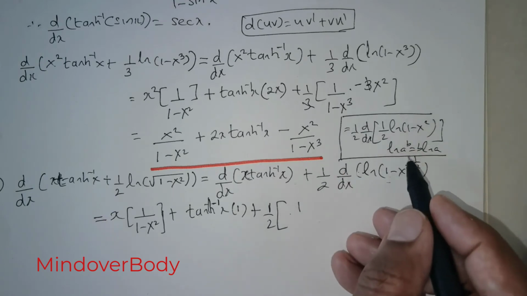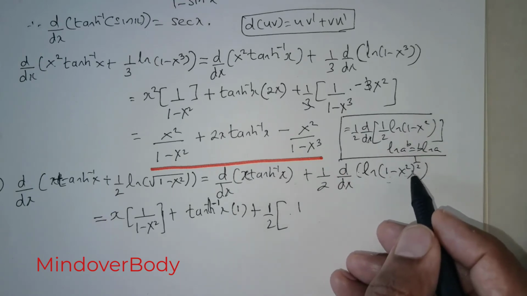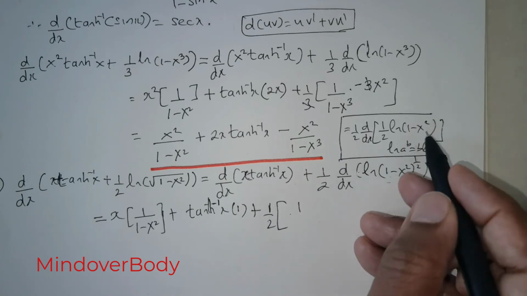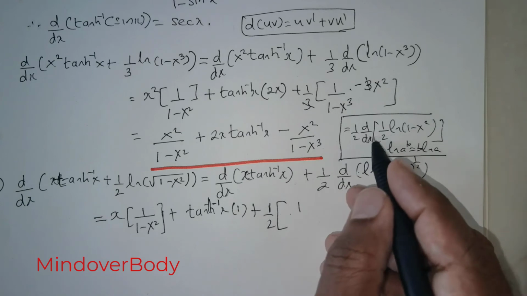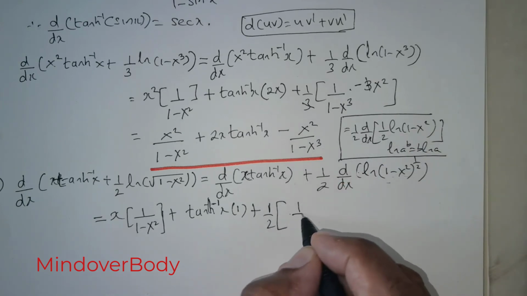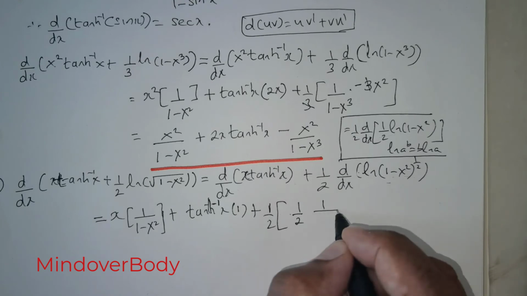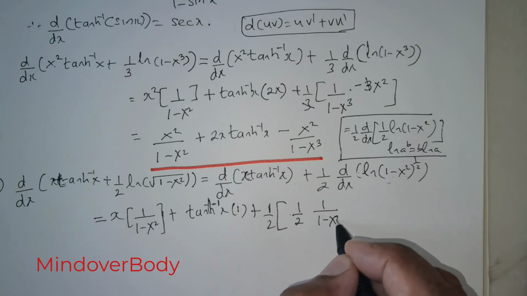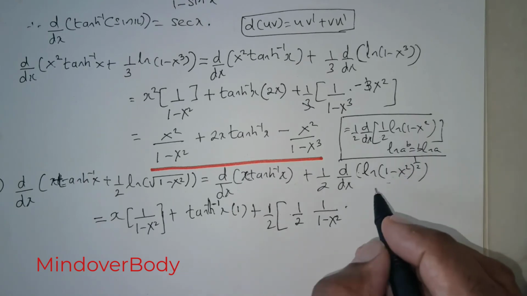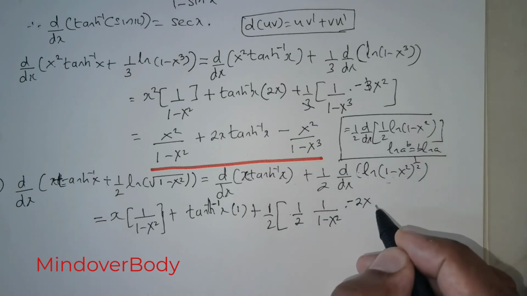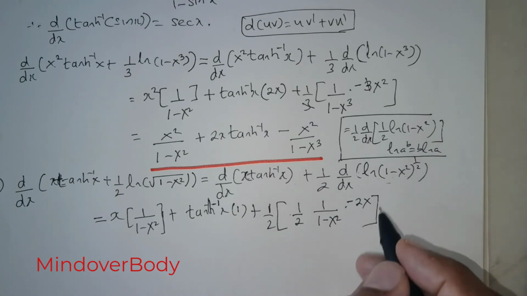But since I've already converted ln of (1 − x²) raised to the power of half as half times ln of (1 − x²), I will use this. So performing the differential operator on this is going to give me 1 over 2, which is a constant. So I differentiate ln of (1 − x²). That's going to be 1 over (1 − x²) times the differentiation of (1 − x²). That's going to be −2x. So this is what I have got here.